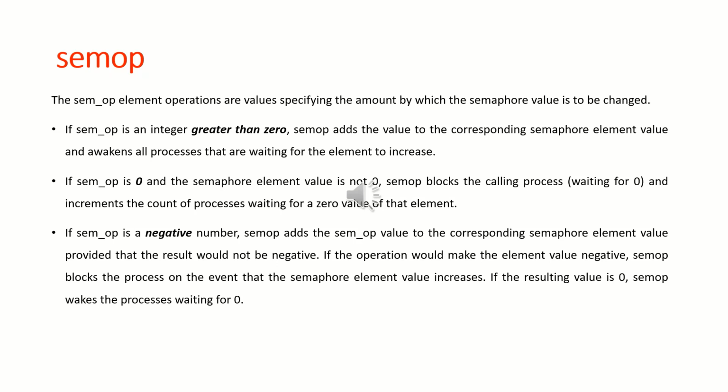If sem_op is a negative number, semop adds the sem_op value to the corresponding semaphore element value, provided that the result would not be negative. If the operation would make the element value negative, semop blocks the process on the event that the semaphore element value increases. If the resulting value is 0, semop awakens the processes waiting for 0.